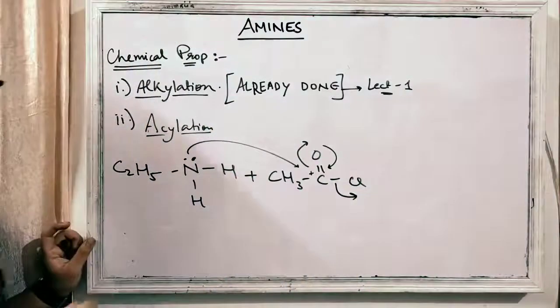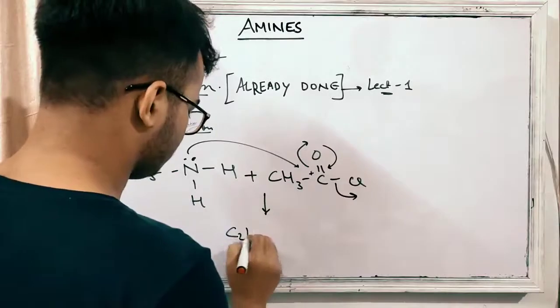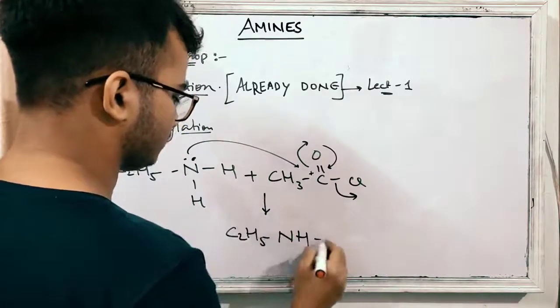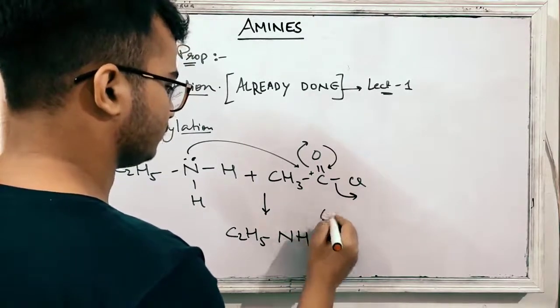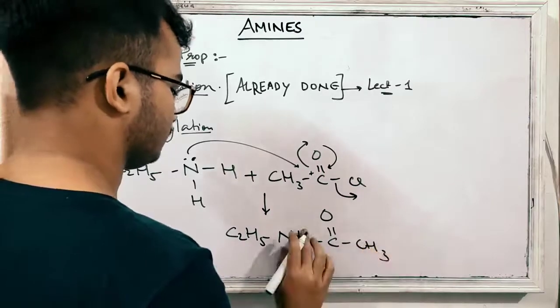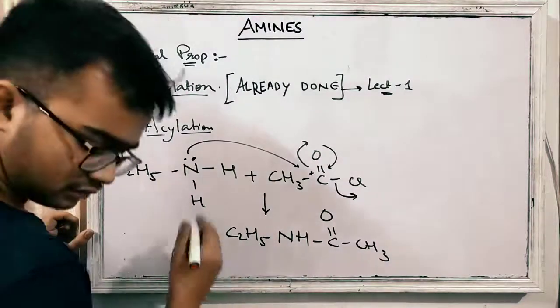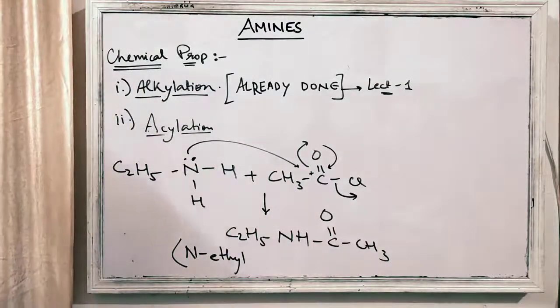So what is the end product which we are getting here? If you write it over here, you get C2H5NH, and now this CH3. I am sorry, NH, C double bonded O, CH3. Clear? Just check it out. Clear up to this much? You can call it N-ethyl ethanamide.